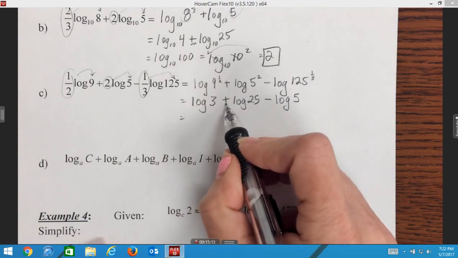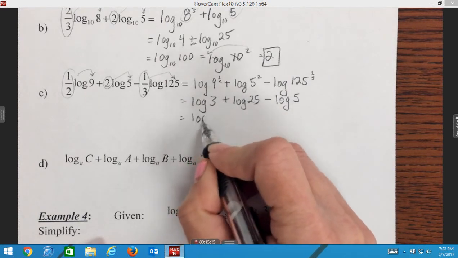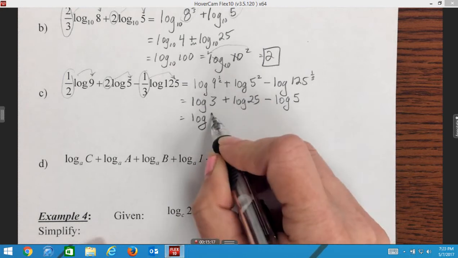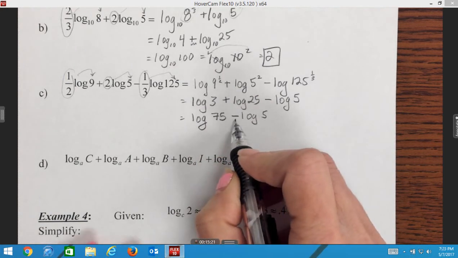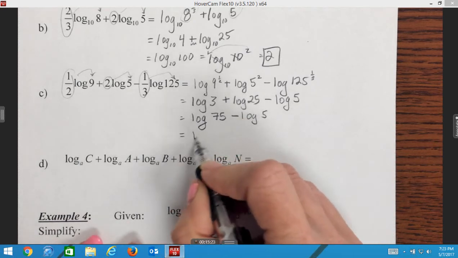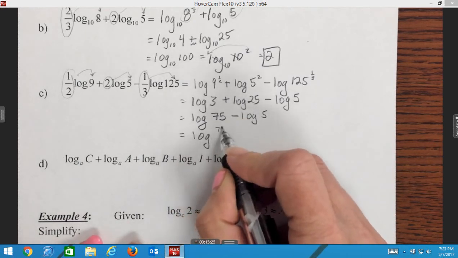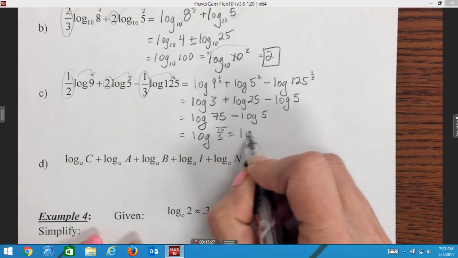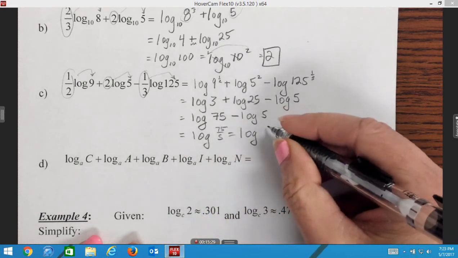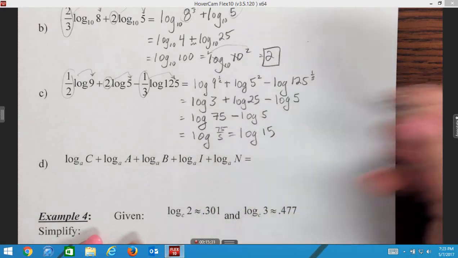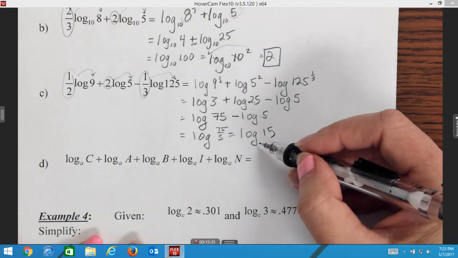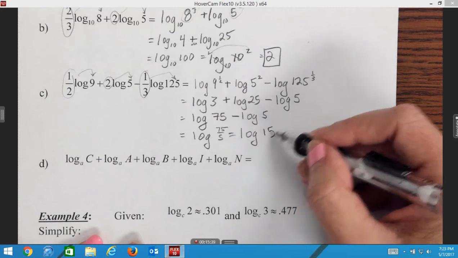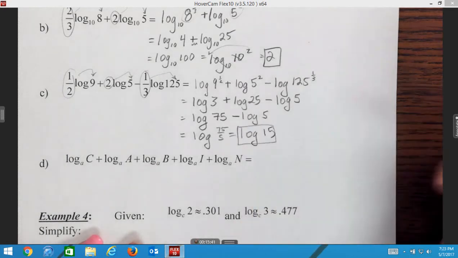Anytime we see the addition between the logs, we condense it down to one logarithm using multiplication. So log 75 minus log 5. And then when we see subtraction, that means divide with one logarithm, log of 75 over 5. Log of, what does that do? 15. 15. And then this is base 10. So I don't think there's any more simplifying we could do.